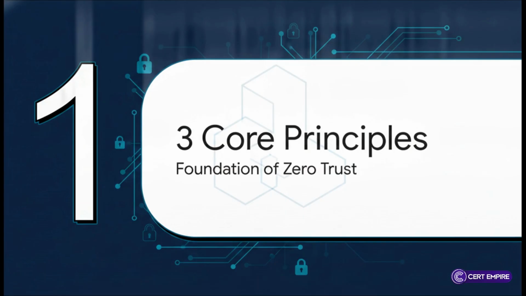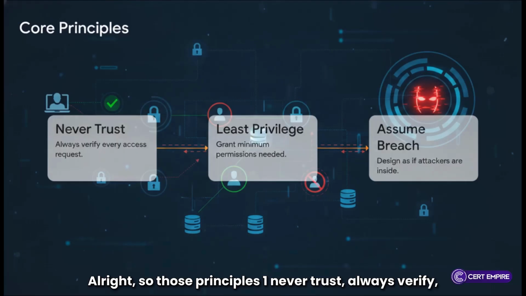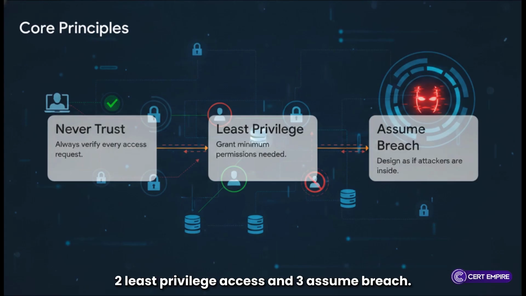To really see how this works, let's look at Section 1. 3 core security principles, the foundation of Zero Trust. All right, so those principles are 1. Never trust, always verify. 2. Least privilege access. And 3. Assume breach. Let's drill into that first one.